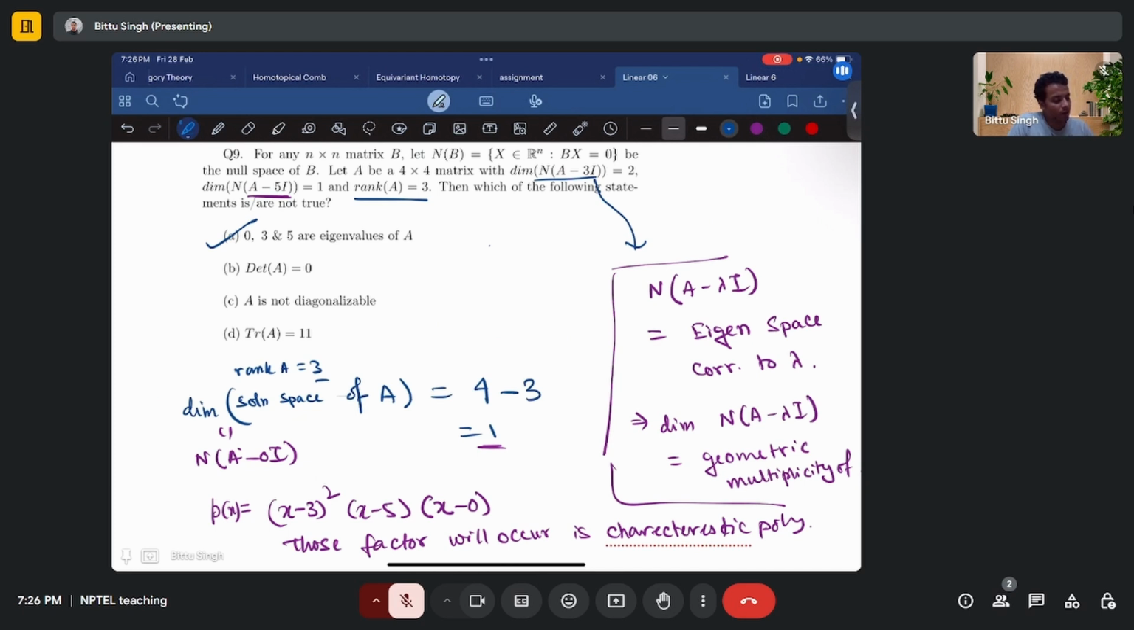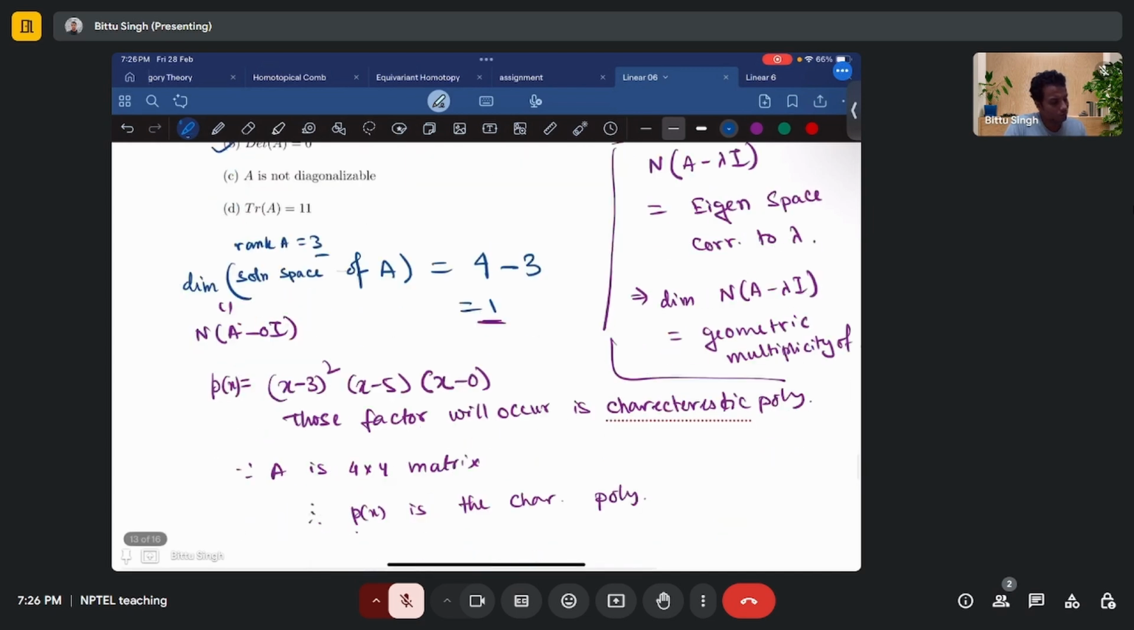And what about the determinant? Since the dimension of the null space of A is equal to 1, the determinant is 0. Otherwise, just multiply 0, 3, 5. The product of eigenvalues will be the determinant, which is 0. A is not diagonalizable.